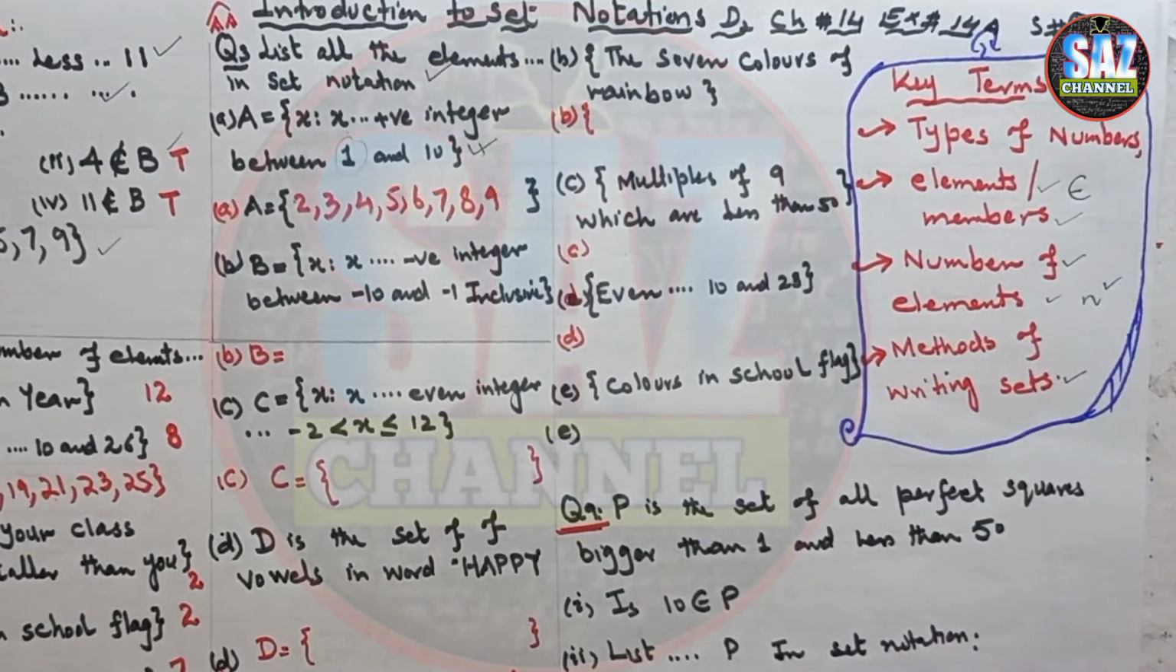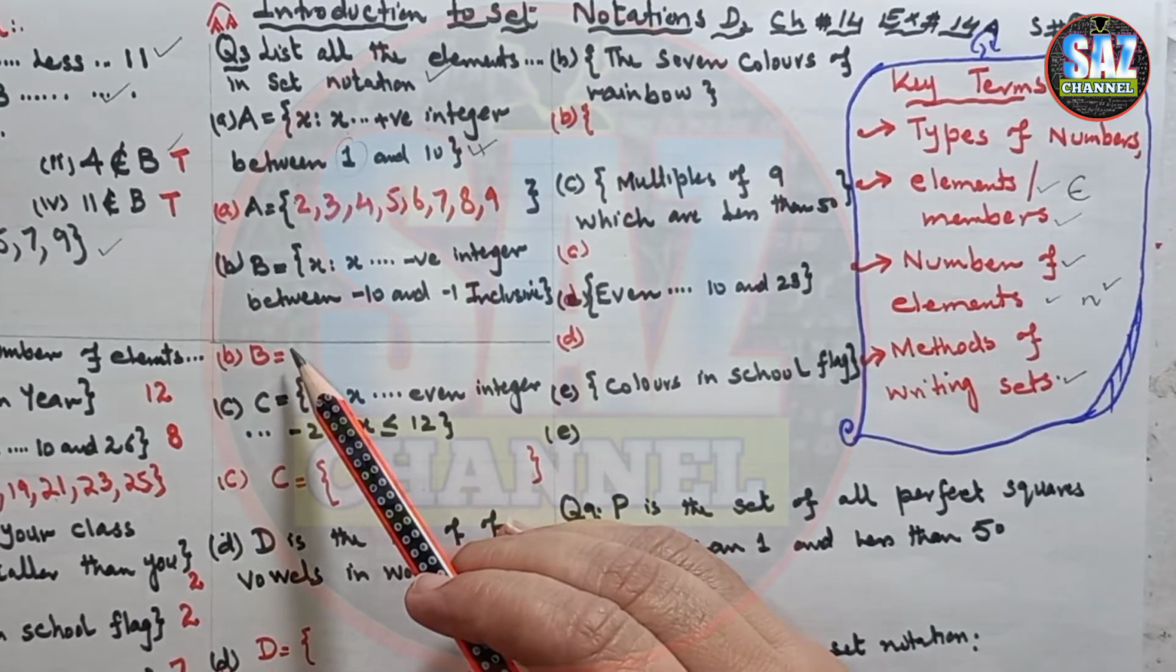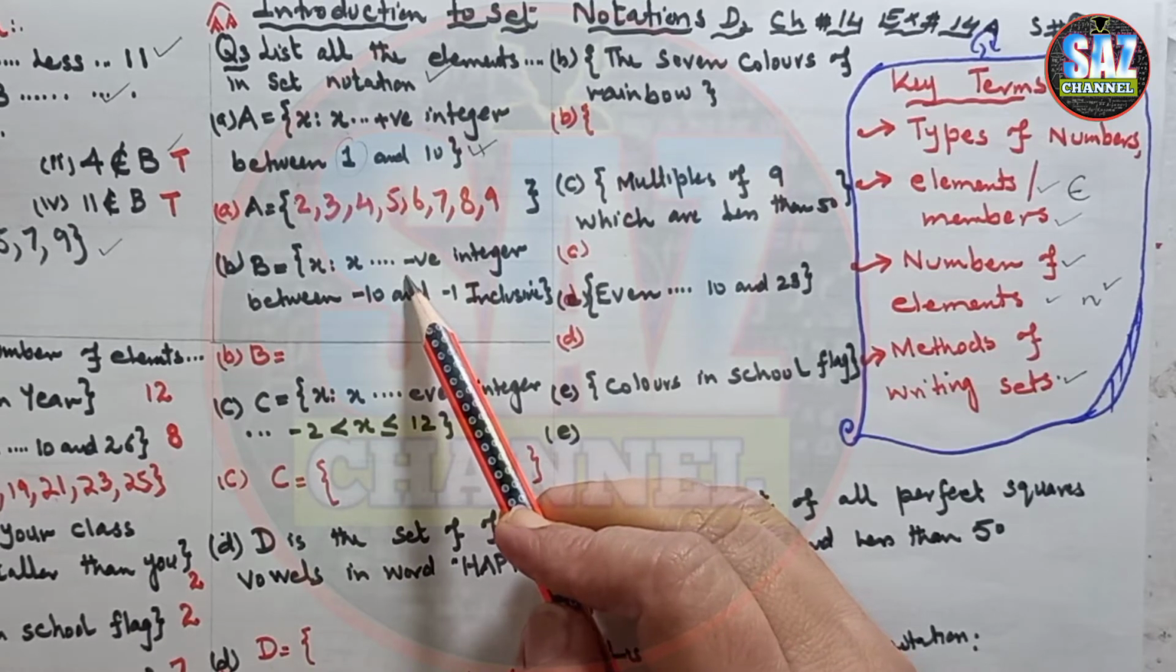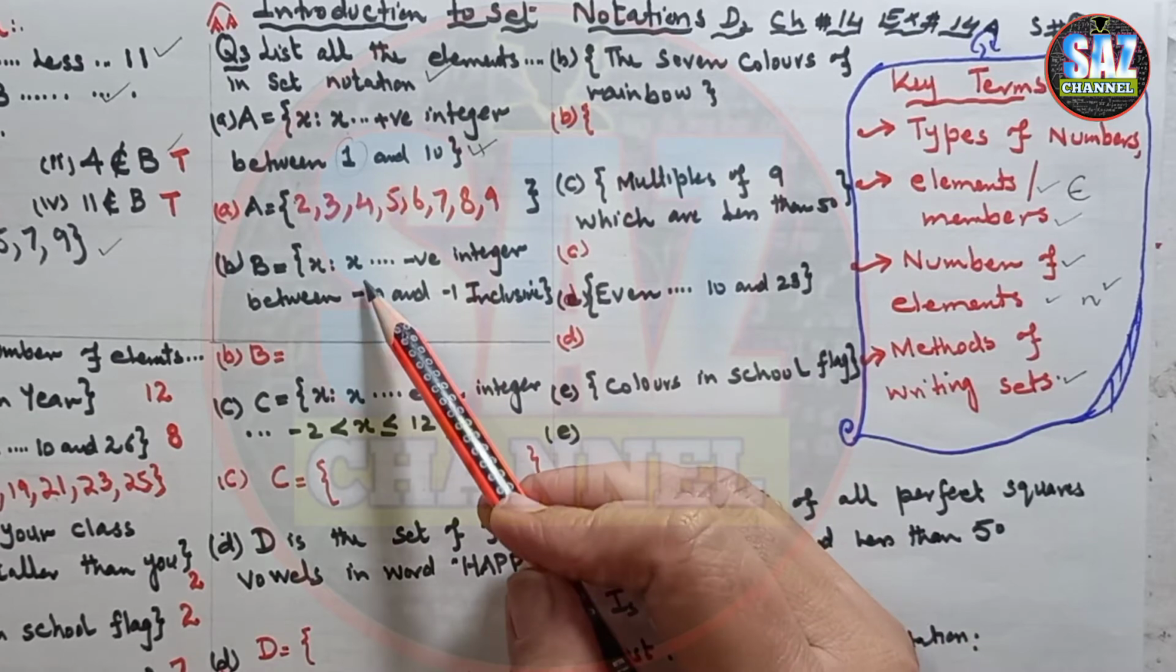Coming to the second part, the B part says that the description of set B is x such that x is a negative integer between -10 and -1 inclusive.